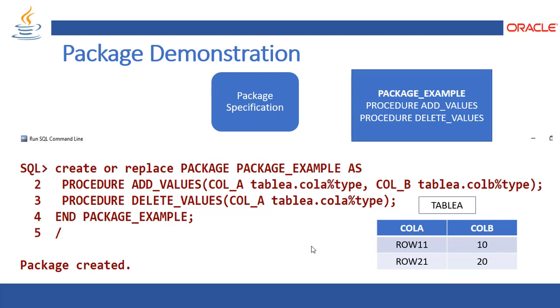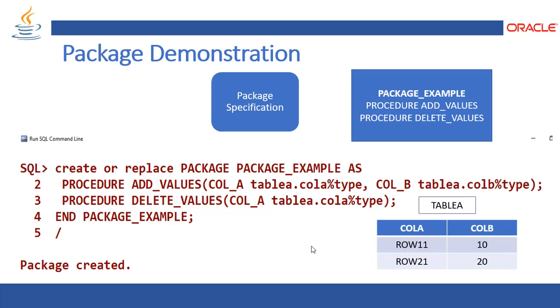Now this is a definition. We are working here as a package specification. This is for adding the values. The next procedure is for deleting the values: column underscore A, table A, column A, percentage type. Here I'm going to just remove the row which contains that particular column A. So this is my procedure in the package specification.